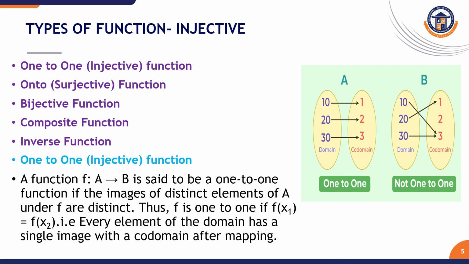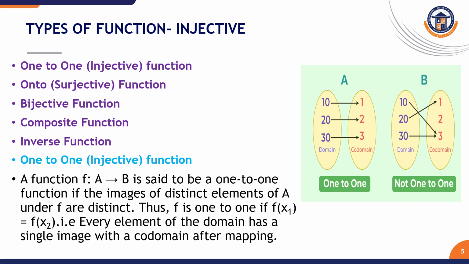Now one-to-one. One-to-one we can also call an injective function. A function f from A to B is said to be a one-to-one function if the images of the distinct elements of A under f are distinct. That is, f is one-to-one if f of x1 equals f of x2 implies x1 equals x2. That is, every element of the domain has a single image in the codomain after mapping.